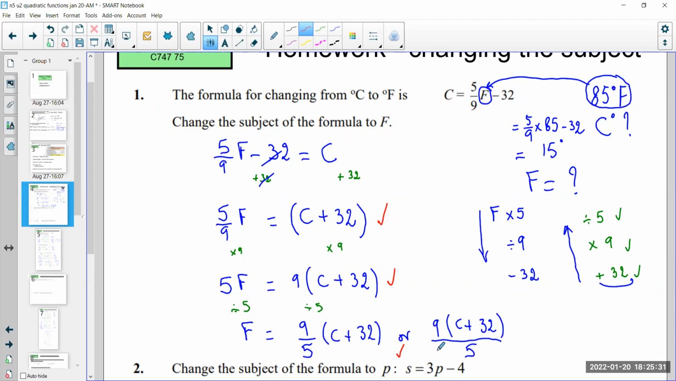Any question with this? We've just done the opposite of what was there in the first place. I had a takeaway, I've added. I had a divide by 9, I timed. I had a 5 time, I divided. And now I've got f is 9 over 5 (C plus 32). So if my friend who's in America asked me what temperature it is, and I said 25, if that person has got this formula, they would put in their calculator 9 over 5, 25 plus 32, and they'll find out what it is, 25 degrees in Fahrenheit.